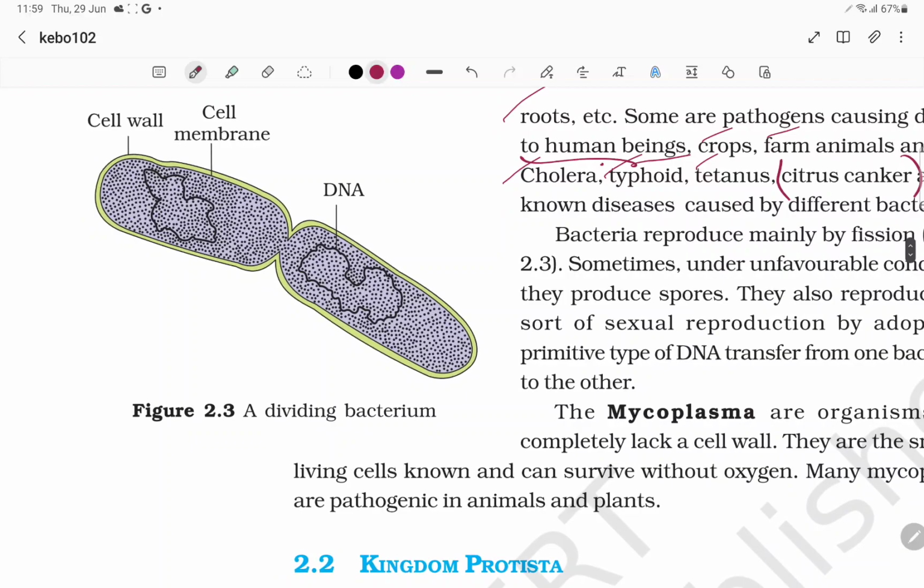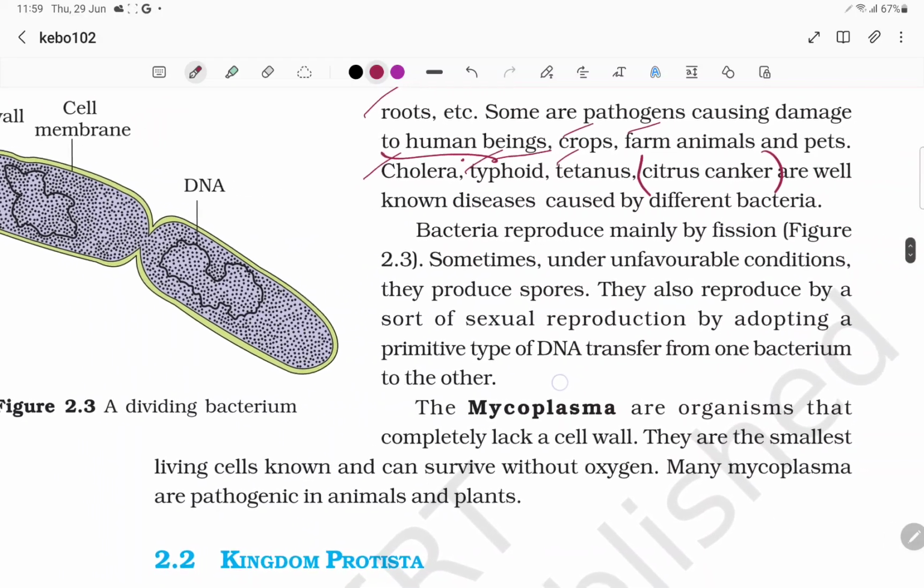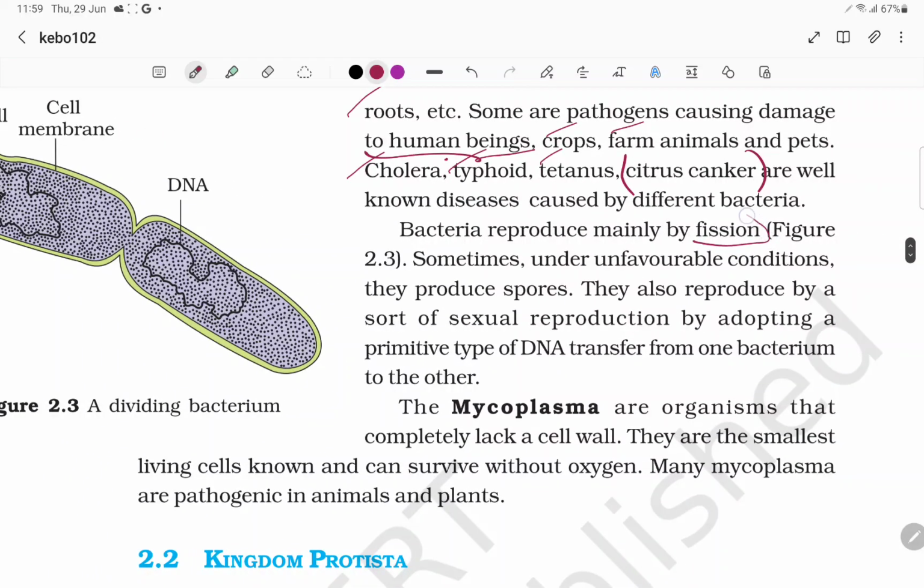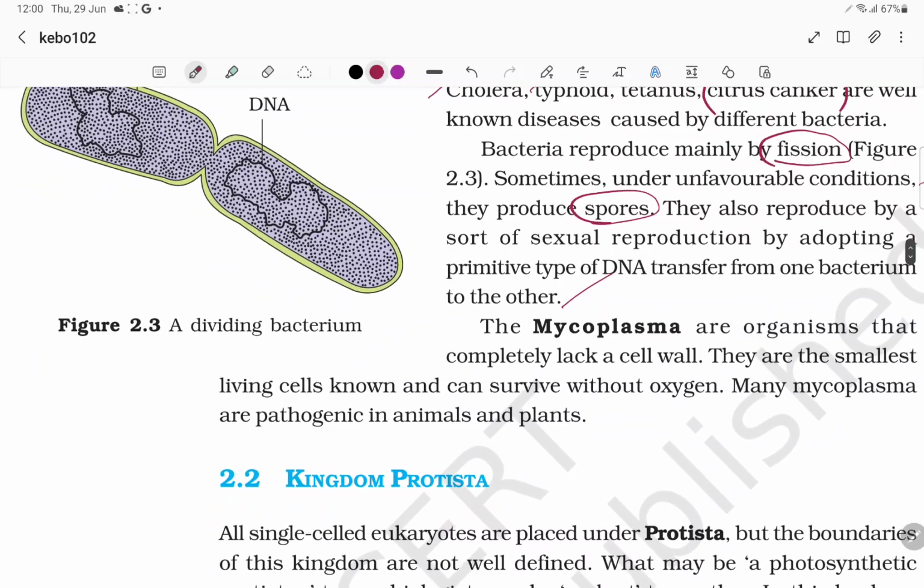Here they have shown a dividing bacterium. Bacteria reproduce mainly by fission. Sometimes under unfavorable conditions, they produce spores. They also reproduce by a primitive type of sexual reproduction, transferring DNA from one bacterium to another, which we call conjugation.